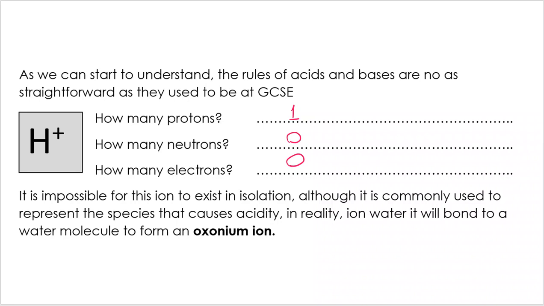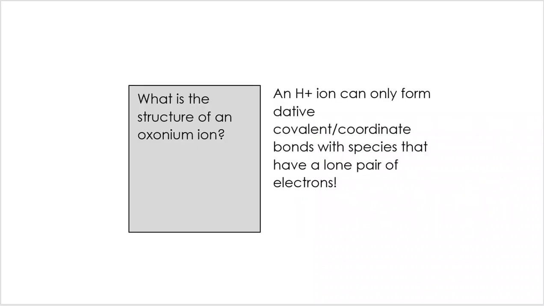It's lost its electron. Now, it's really not possible for a hydrogen ion to exist in isolation. It's a naked proton. It's far too attractive and it will bond with something. Now, commonly when we talk about acidity in aqueous solution, we end up with the H plus ion bonding with a water molecule to make an oxonium, sometimes called a hydroxonium ion. So what do we think it's going to look like?